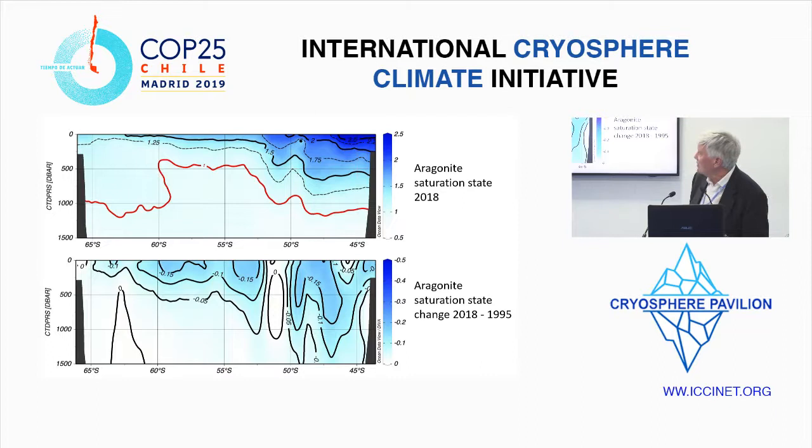Values of about 1.5 occur in the summertime, in those latitudes, 60 to 50. The bottom panel shows the variations in the last 23 years, between 1995 and 2018. It's a little bit complex because of the movements in the positions of fronts and eddies moving through the area. But I just wanted to point out that the saturation states have been declining. The values are around 0.15 at the surface, but variable again. And so we're well on our way to this undersaturation state at this present emission scenario.